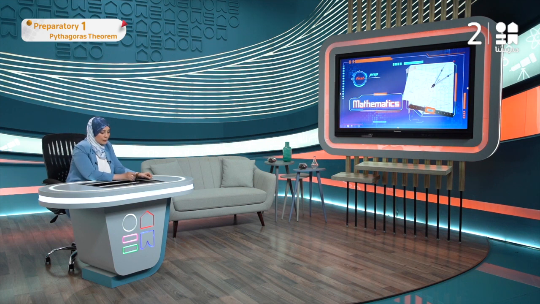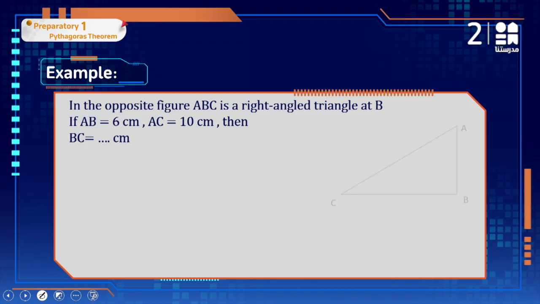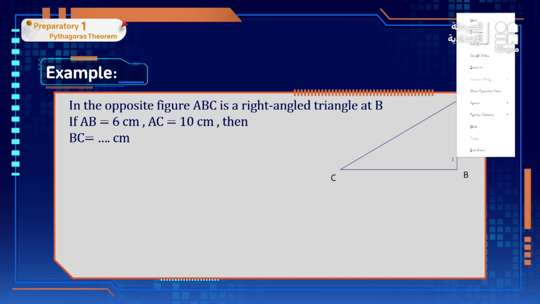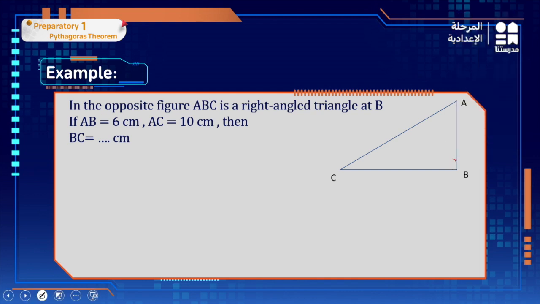Another example. In the opposite figure, ABC is a right-angled triangle at B. So the hypotenuse in this case is AC. Then AB equals 6 centimeters and AC equals 10 centimeters. Then BC equals what? Now the given one is the hypotenuse and another side. How can we find the BC?